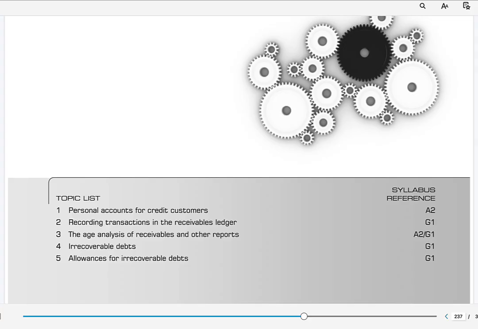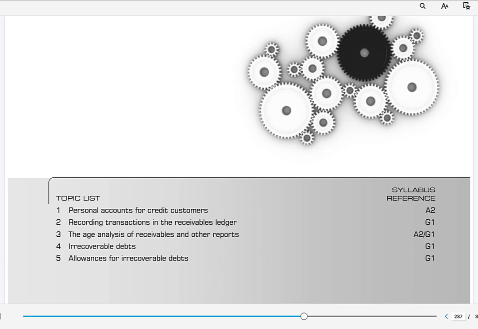2. Learn the documents and the direction. Invoice increases customer debt. Credit note reduces customer debt. Receipt reduces customer debt. If you master that, everything becomes easier. Now, if you're ready, we will start Lesson 1 of Chapter 13, Personal Accounts for Credit Customers. And we will build the logic step by step, like we are training for a real accounts assistant job and for the exam at the same time.